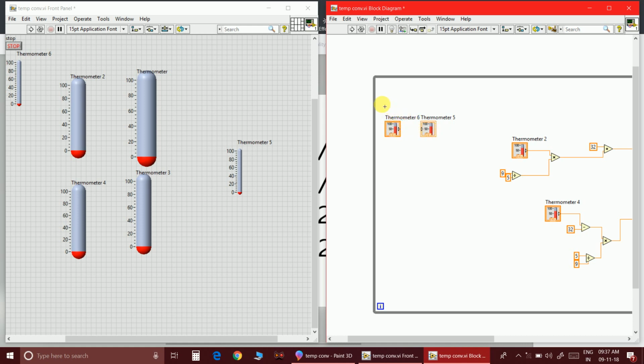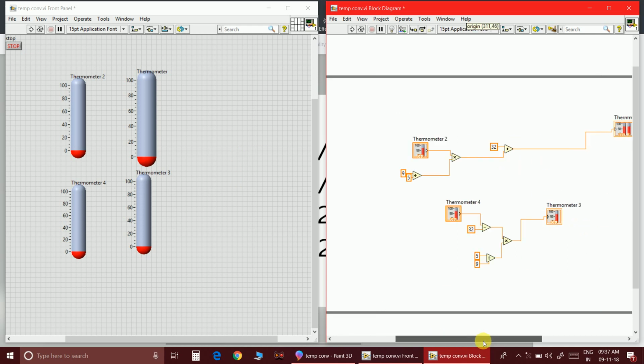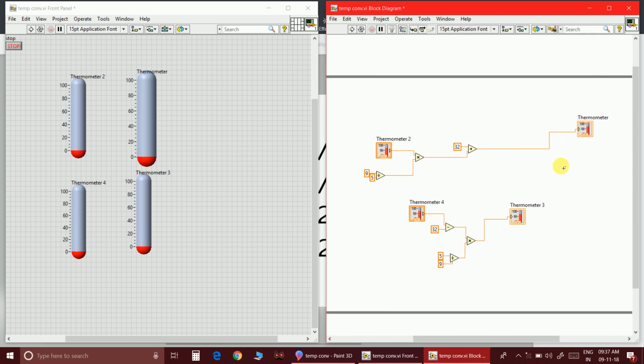In this way, you can connect the circuit for both temperature conversions, that is Celsius to Fahrenheit and Fahrenheit to Celsius. And here is the other equation, that is this is F minus 32 and this is 5 divided by 9. You have to multiply these two to get the temperature in Celsius.